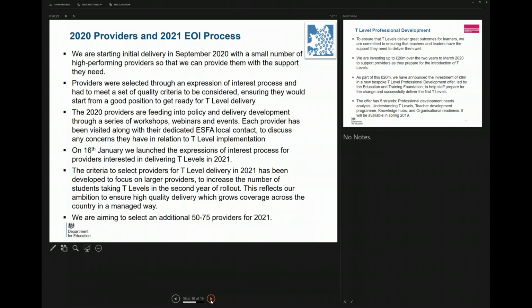We've now been working with them since the summer, so they're attending regular workshops, feeding into policy. We've been out to visit all of the providers that are involved to talk through any concerns that they have and to work with them on their detailed planning for implementation. Beyond 2020, we've also now launched the expression of interest process for 2021 delivery, when we're looking to add additional providers to our mix of 2020 providers. We're aiming to select around another 50 to 75 providers for 2021. And we've set out the detailed criteria and application process for that in the last couple of weeks.